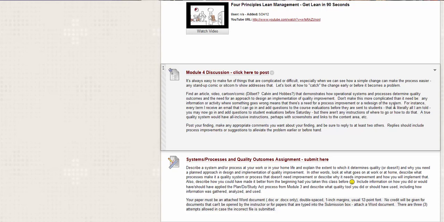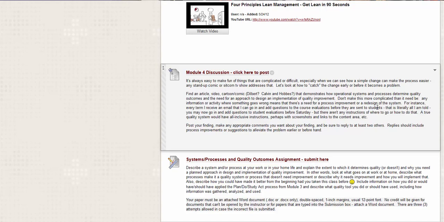For instance, every term I receive an email that I can go in and add questions to the course evaluations before they are sent to students. That is literally all I'm told. I receive a notice that says evaluations are available, and they've kind of messed it up because the woman who used to do it retired. Now I receive an email that says evaluations are ready for faculty, you may now go in and add your own personal questions, and you have till Saturday at midnight. There are no instructions on where to go and how to do that. And there never have been, despite my contacting her when she still worked here and saying some instructions would help, but that didn't work.